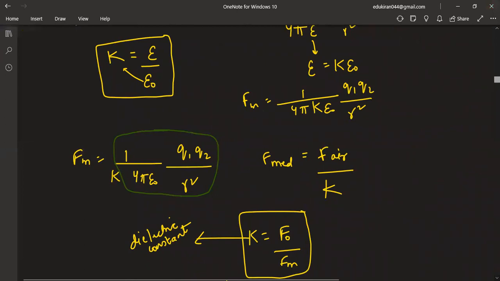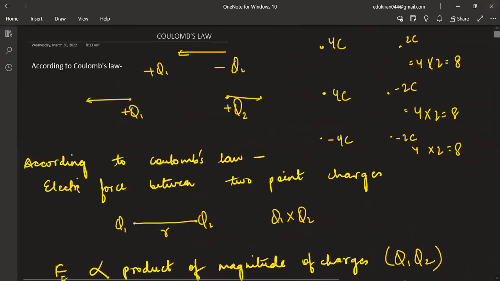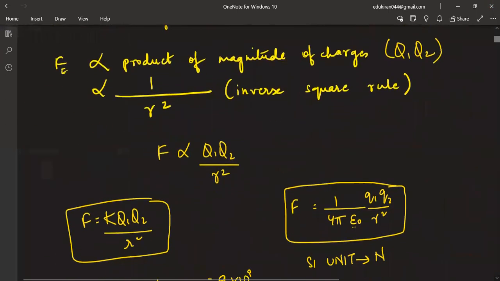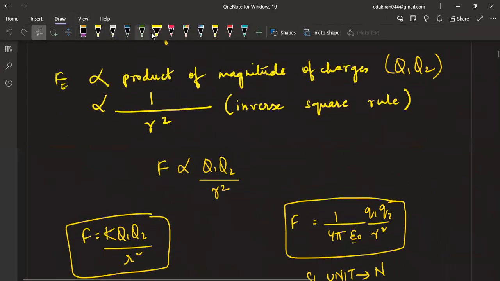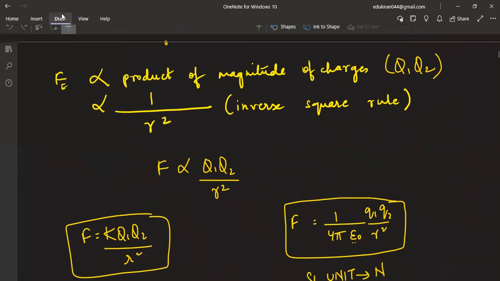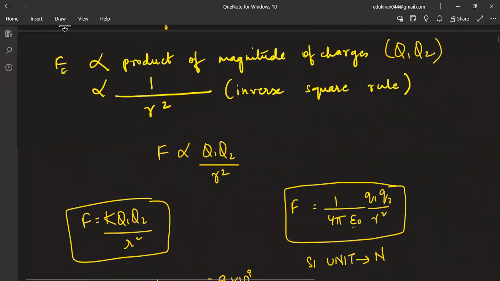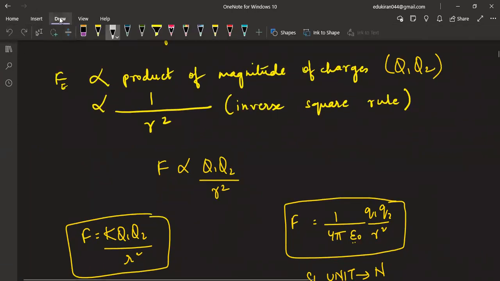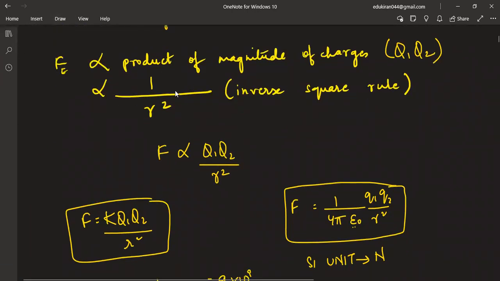Like you have Coulomb's law. This is a very important topic. Coulomb's law is a very easy formula. You should just remember that electric force is directly proportional to the product of the magnitudes of both the charges and inversely proportional to the square of the separation between them.